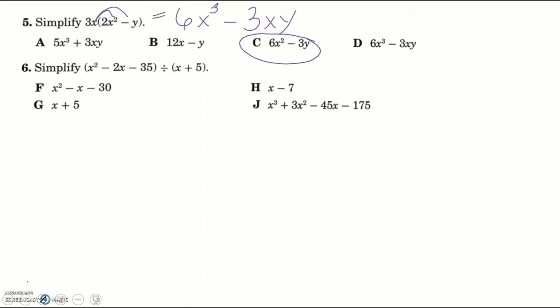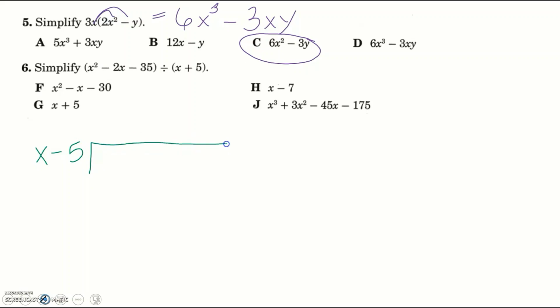Simplify x squared minus 2x minus 35 divided by x plus 5. So here we're dividing a polynomial by a binomial. So we have two options. We can do long division or we can do synthetic division. I know in a future problem we're going to do synthetic division, so I'm going to practice long division here just so that you can see both.